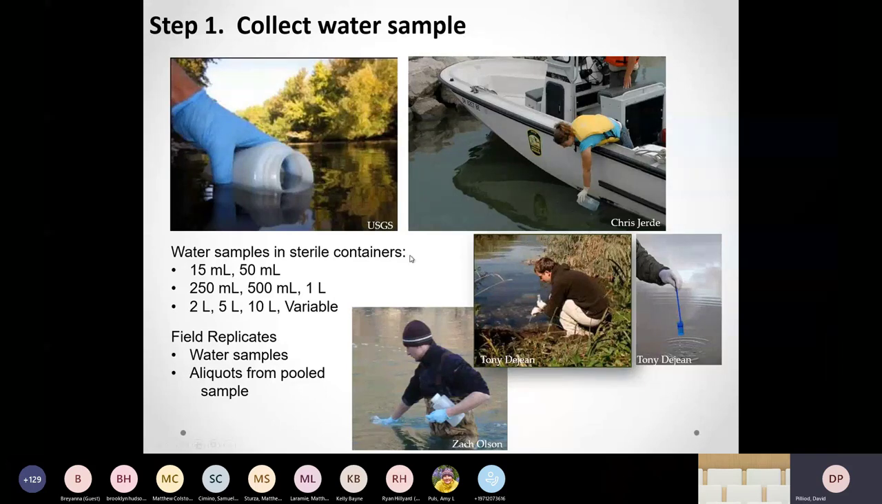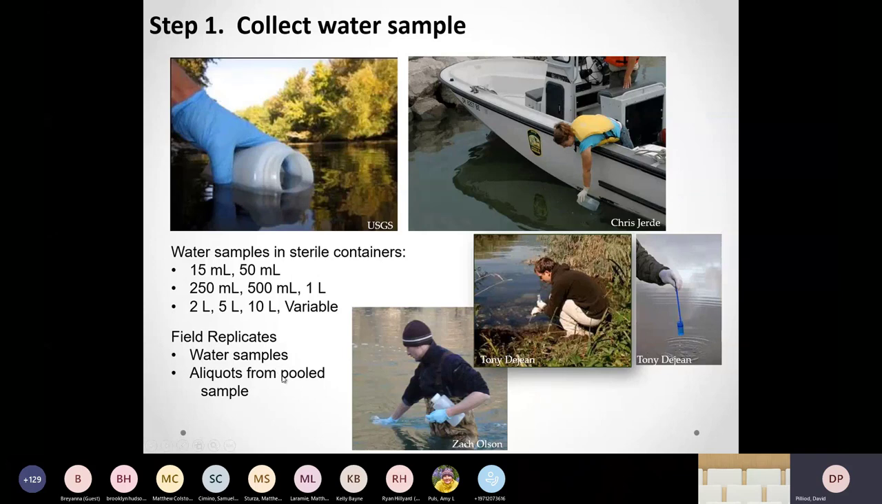But I think most people would agree, if you're trying to detect something, the more water you can collect, the better. Another big issue of collecting water is field replicates. You know, what is a replicate? So we can think of each of these Nalgene bottles, for example, as a replicate, a water sample.